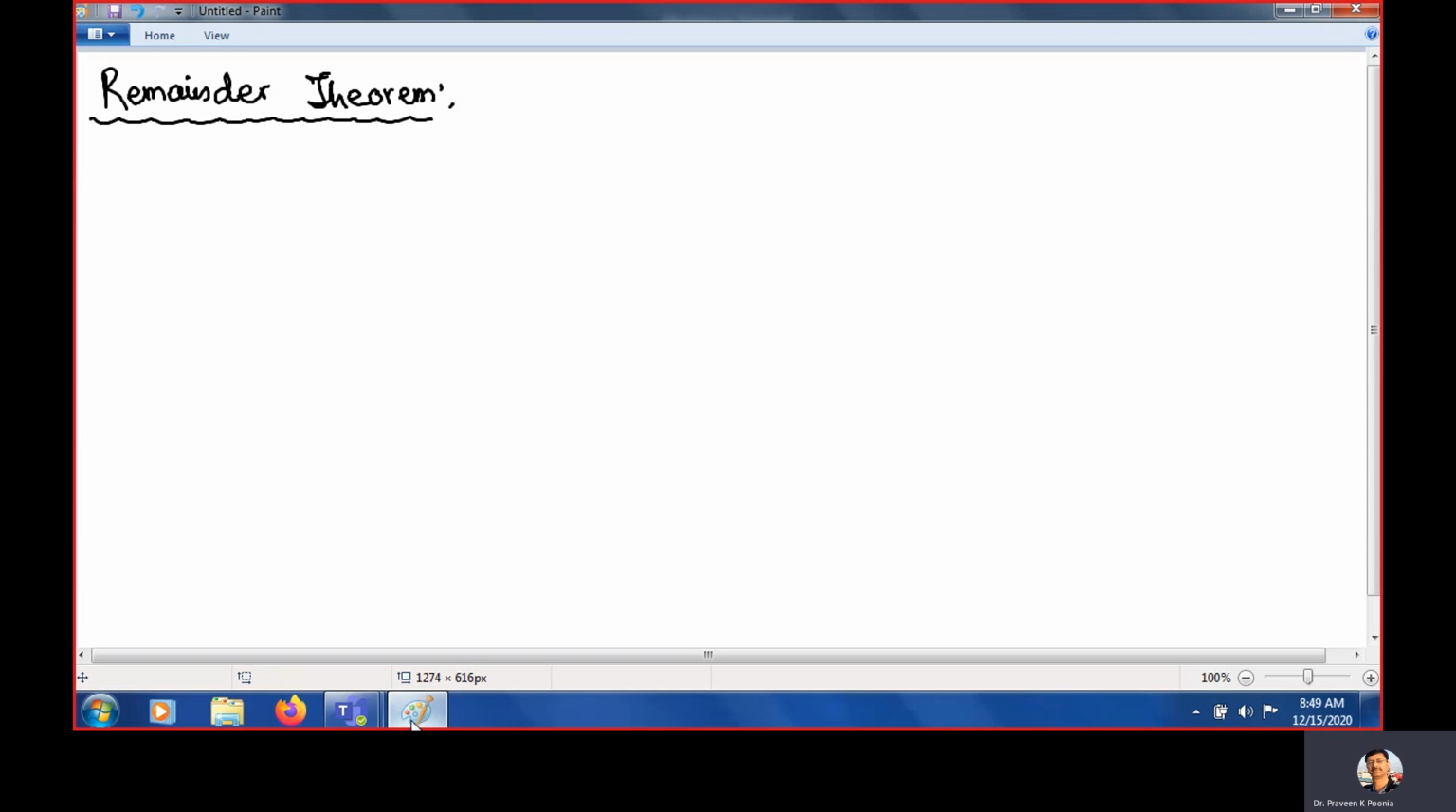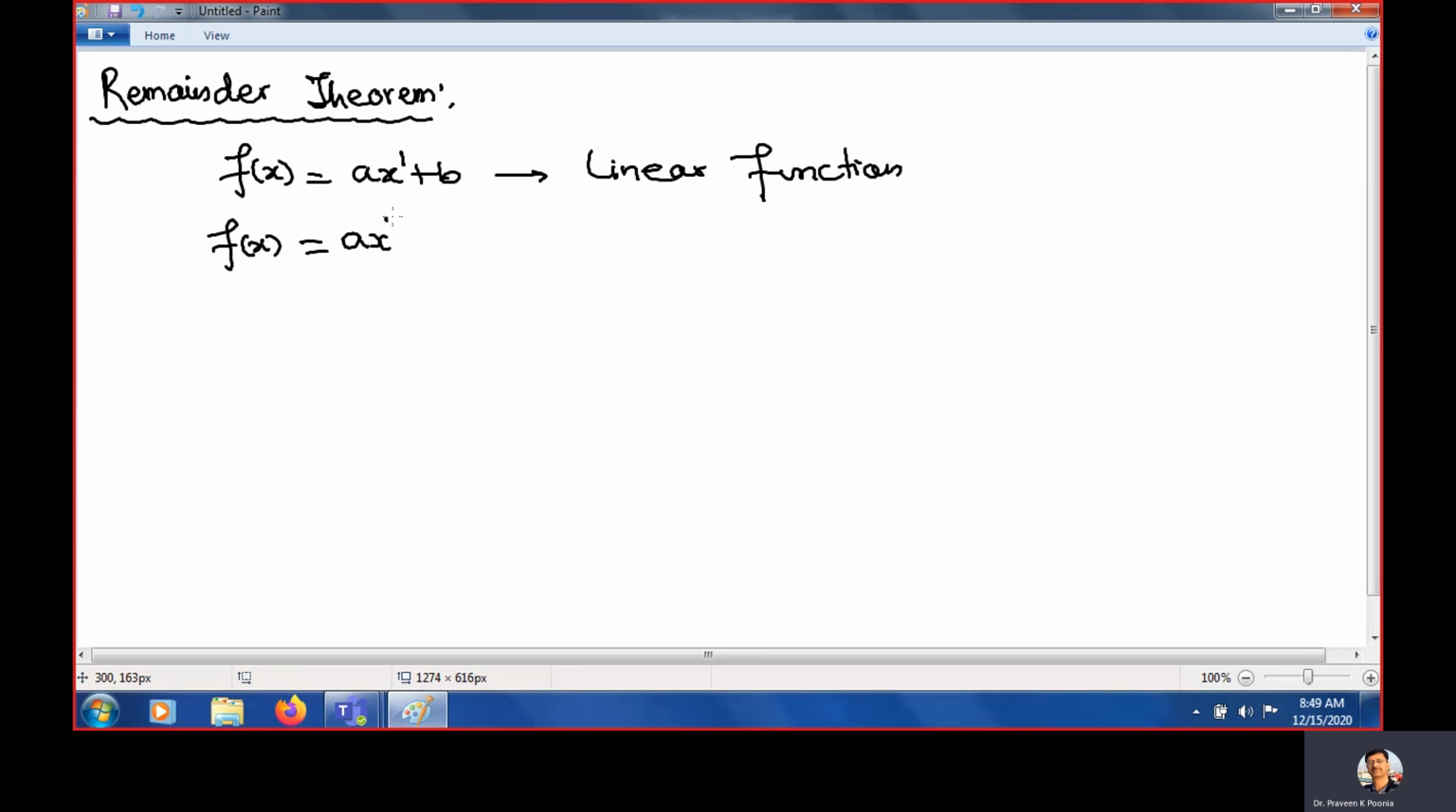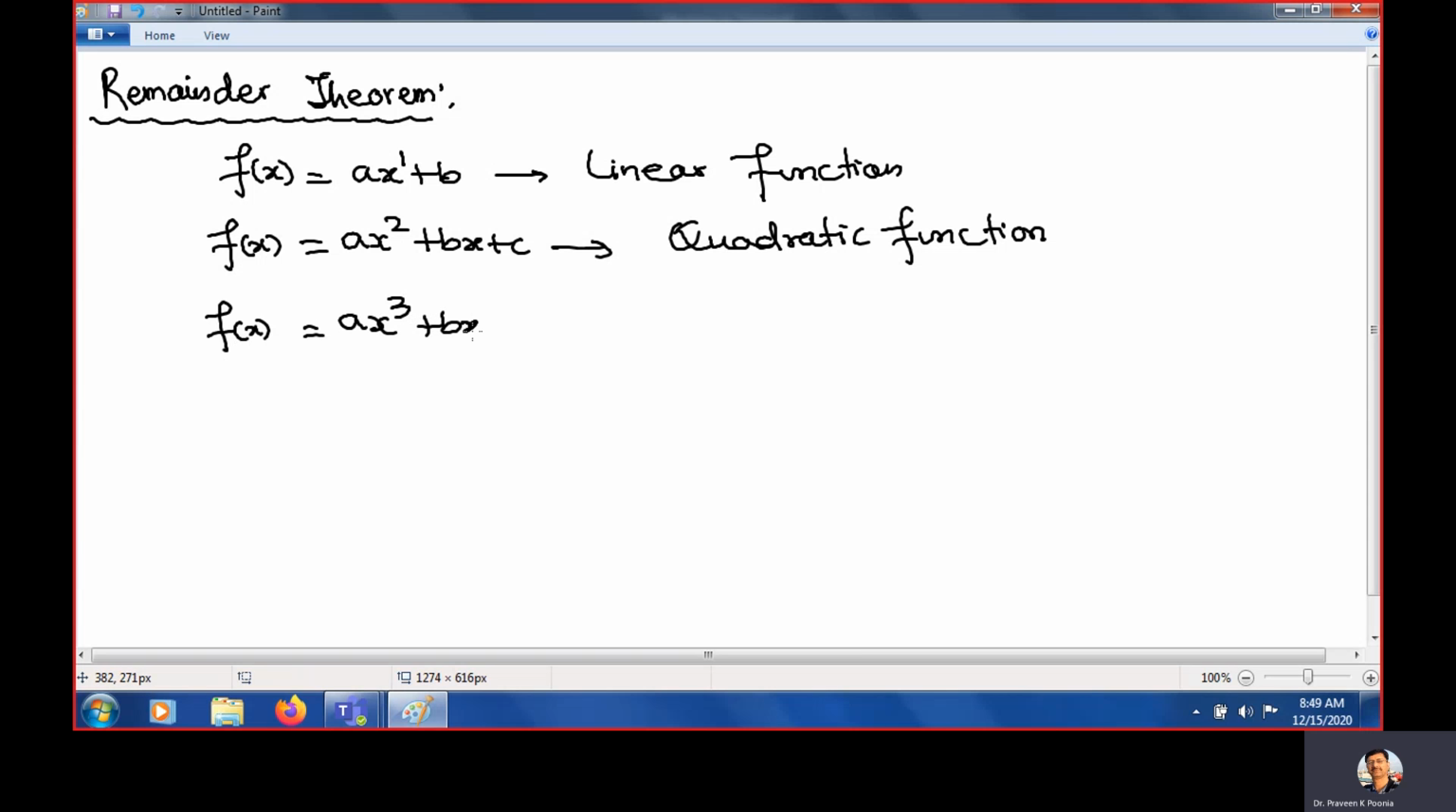First of all, I want to tell you a little bit that if we write f(x) = ax + b, because the degree is 1, this is called a linear function. And if I write f(x) = ax^2 + bx + c, because the power 2 is here, it is called a quadratic function. Similarly, if we take degree 3, ax^3 + bx^2 + cx + d, then it is called a cubic function. So if 1, then it is linear, if 2, then it is quadratic, if 3, then it is cubic.